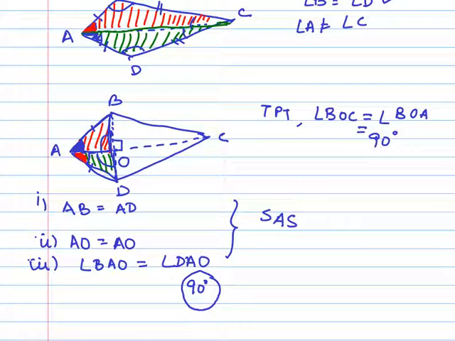So in this lecture we have completed all the theory part of quadrilaterals, including rhombus, kite, square, parallelogram, right? So in the next lecture we will do some questions related to parallelogram.